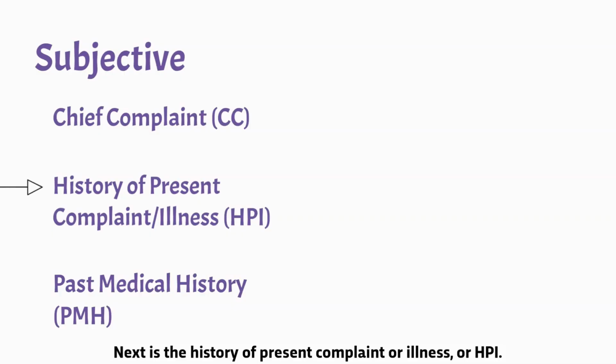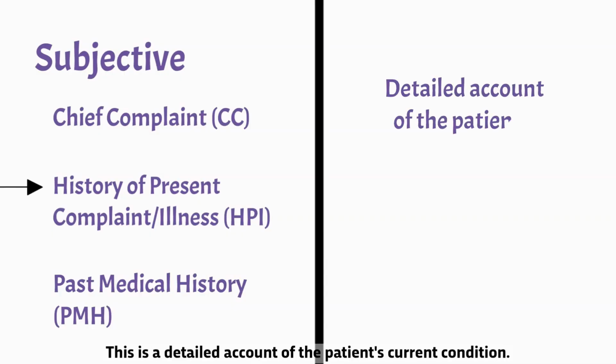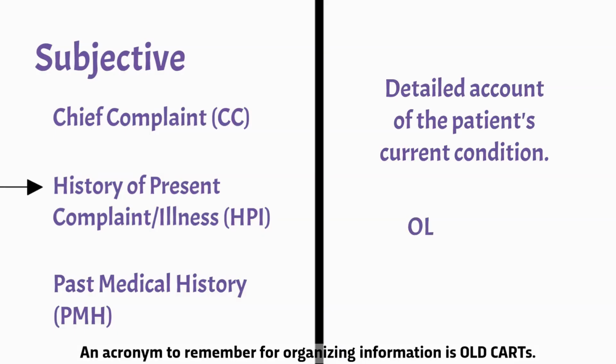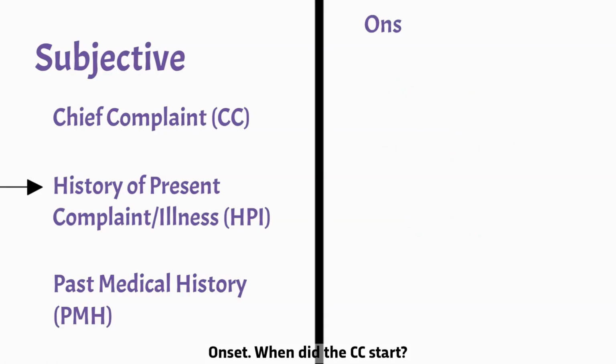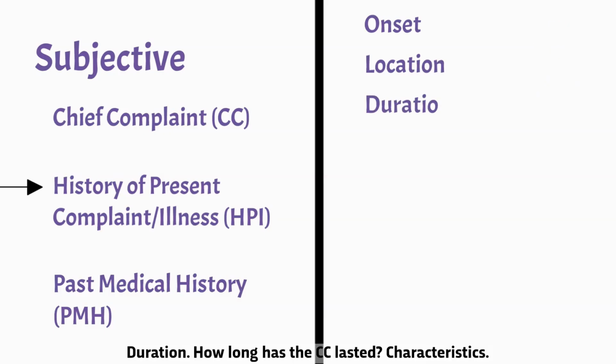Next is the history of present complaint or illness, or HPI. This is a detailed account of the patient's current condition. An acronym to remember for organizing information is OLD CARTS. Onset. When did the CC start? Location. Where is the CC located? Duration. How long has the CC lasted?